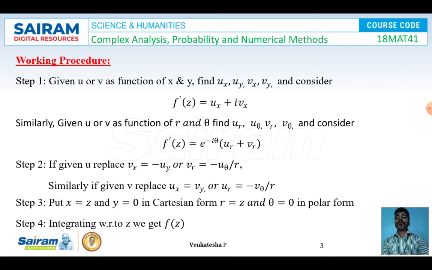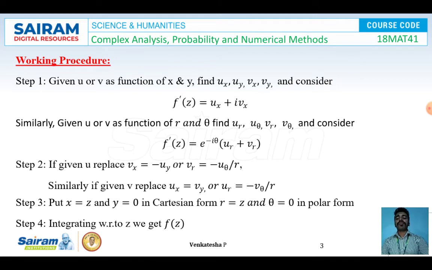Similarly, if the problem has a u function, and that u is a function of r comma theta, in that case we are supposed to find ∂u/∂r, ∂u/∂θ. And if the problem has a v function, and v is a function of r comma theta, then we are supposed to find ∂v/∂r, ∂v/∂θ, and we have to consider f'(z) = e^(-iθ)(ur + i vr).